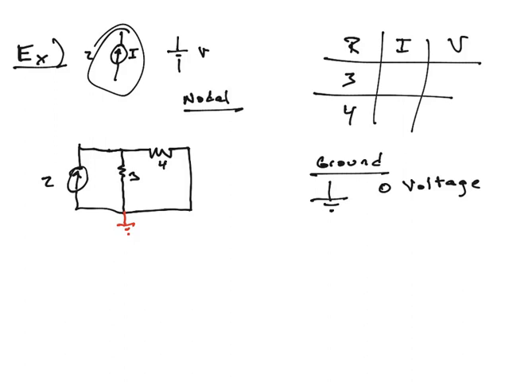Okay, so after you've chosen a ground, then what? Next thing you want to do is label the nodes you're going to use to solve your problem. So how do you label nodes? Because there's plenty of nodes, but you may not need all of them. I'm going to use green to label the nodes here.